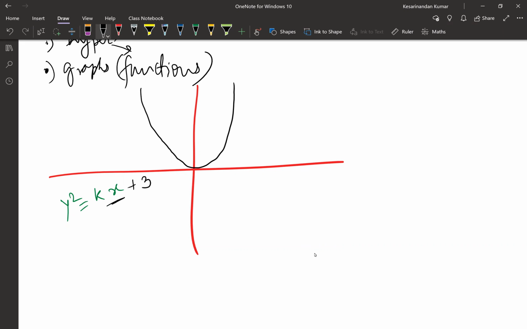When x is equal to 0, y square will be 3. That means you will have it root 3 distance above. Why? Because y will be equal to plus minus root 3. It can be plus, it can be minus, that's a different thing. So we will have the new graph like this. Here, root 3 distance above. If this becomes a negative, this will come below.